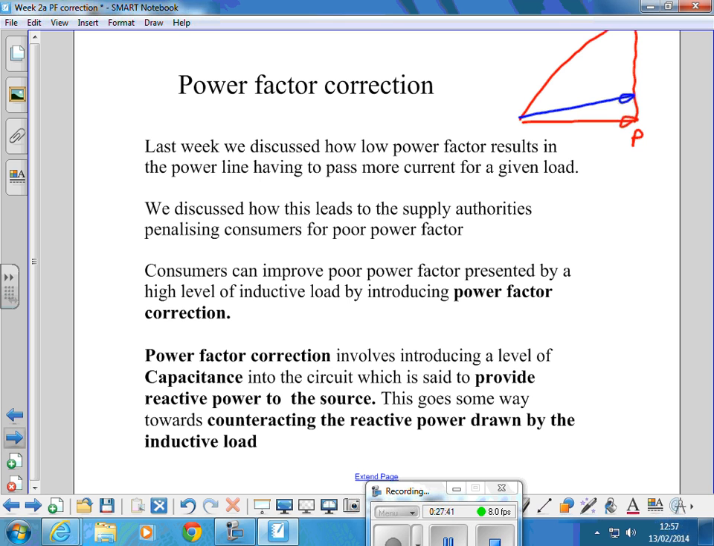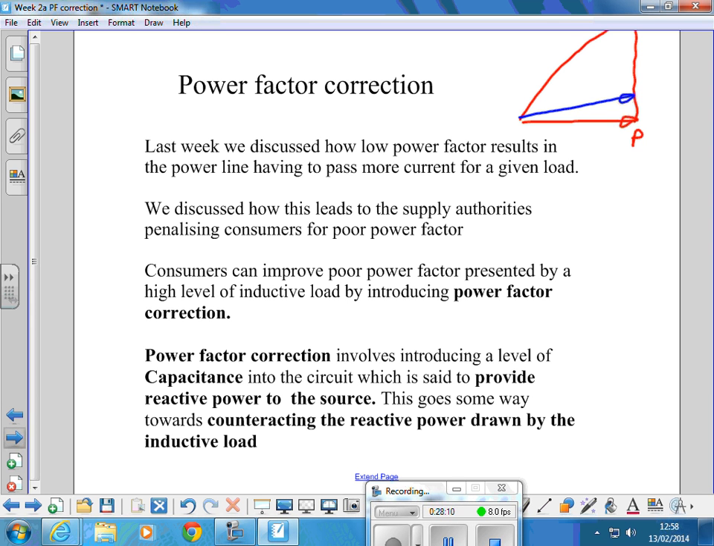So power factor correction involves introducing a level of capacitance into the circuit, which provides reactive power to the source and goes some way towards counteracting the reactive power drawn by the inductive load. Now, there is no attempt to try and achieve a power factor of 1.